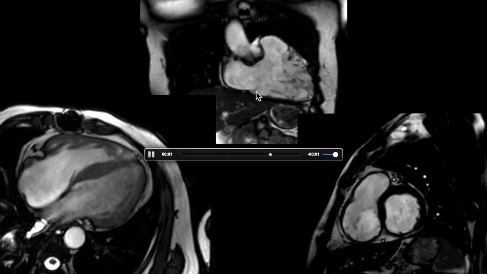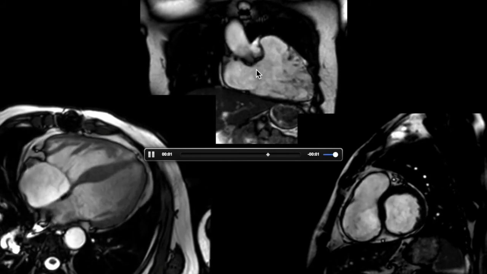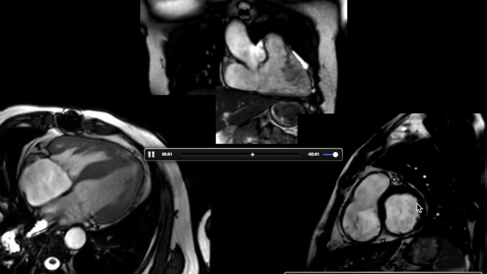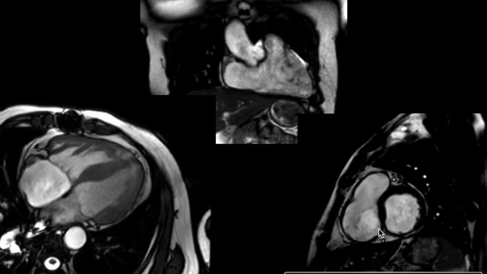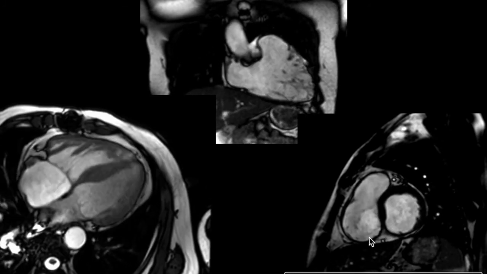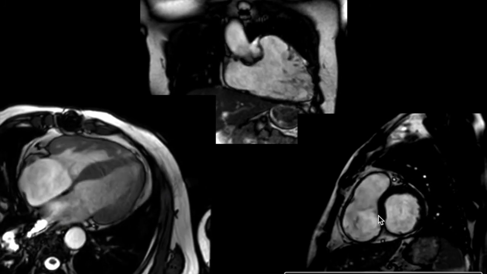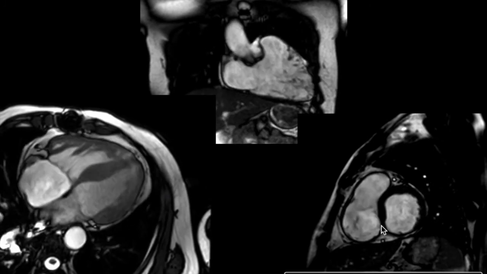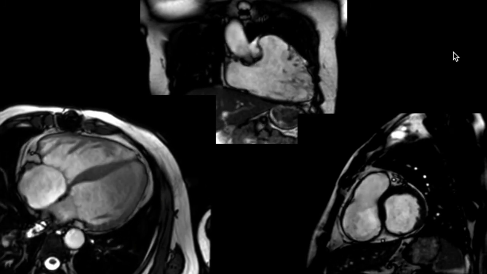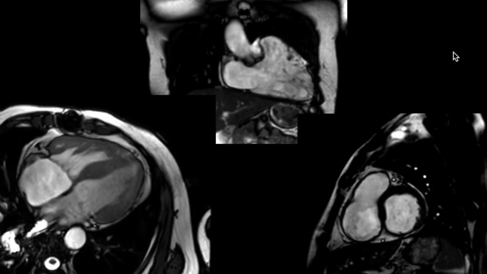So this inferior leaflet is the posterior leaflet, and the superior leaflet is the anterior leaflet of the tricuspid valve. On the short axis images, we can see the valve leaflets of the tricuspid valve. So this is the posterior leaflet. This entire thing is the anterior leaflet, and this is the septal leaflet of the tricuspid valve. So when we are dealing with tricuspid valve pathologies, it is very important to acquire the short axis images.